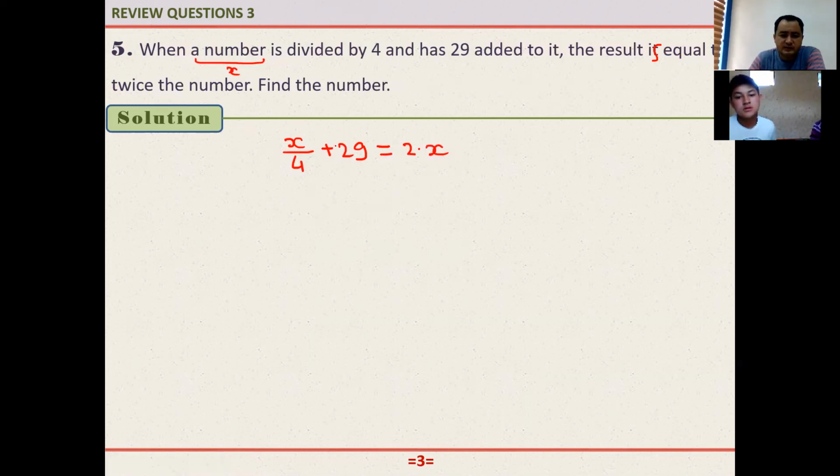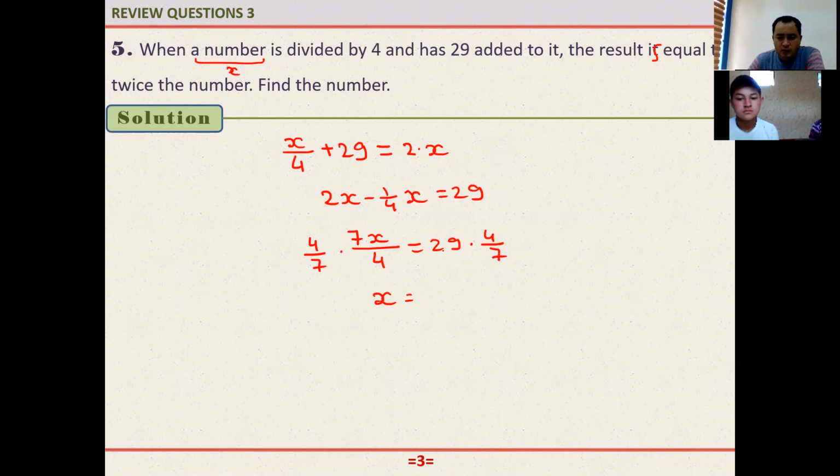Okay, that's it. Take to the right hand side, 2x minus 1 over 4x equals 29. And 2 minus 1 over 4, it is 8 minus 1, 7x over 4 equals 29. And what is this number? We should multiply both sides by the reciprocal of this number, that is 4 over 7. So that is 116 over 7. Okay, that's it.